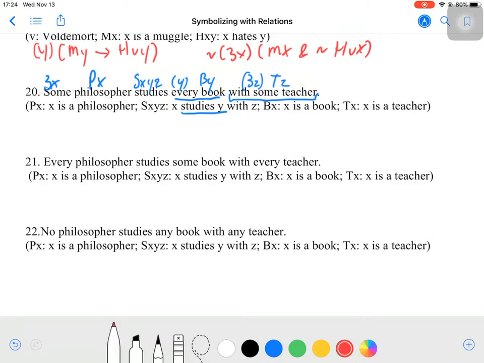So put into logic-ese, there exists some x such that x is a philosopher, and for all y, if y is a book, then there exists some z such that z is a teacher, and x studies y with z.